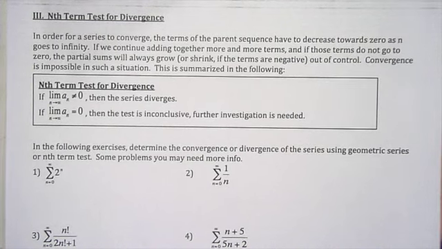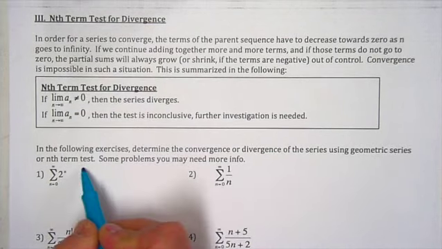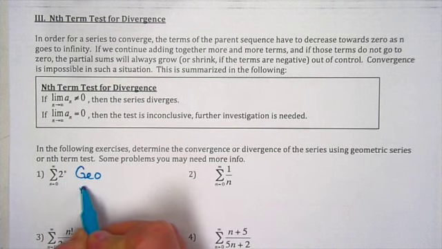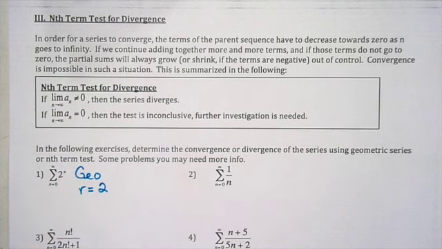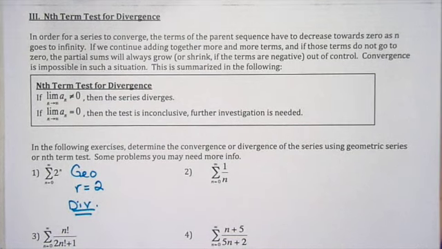Okay, so for right now, we have two things we can do. We can see if it's geometric. If it's not geometric, we can use this nth term test to see if it diverges or not. So first one, I know it's a geometric because I have a number raised to the nth power. Your r is 2. If r is 2, then we know it diverges because those numbers are getting bigger.